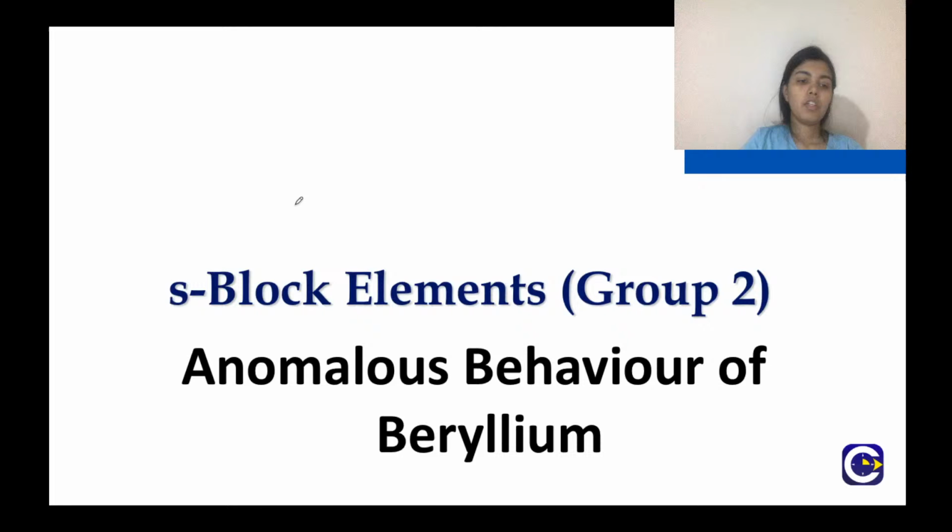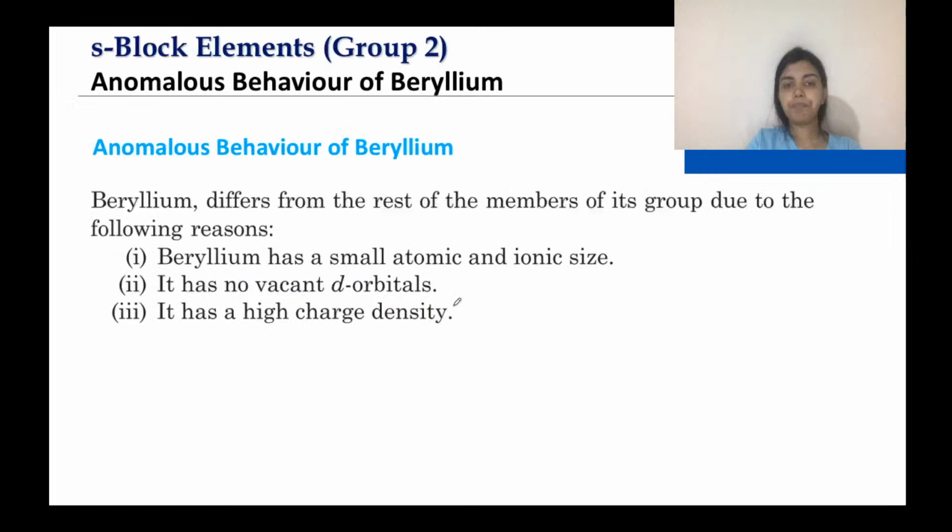So first we will start with the anomalous behavior of beryllium, right? In the first group elements, we have seen the anomalous behavior of lithium. That means the first member of each group shows an anomalous behavior. And why? Let us see. So basically beryllium differs from the rest of the members of its group. Why? Because it has a small atomic and ionic size.